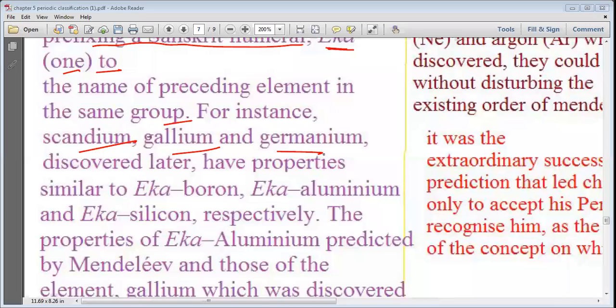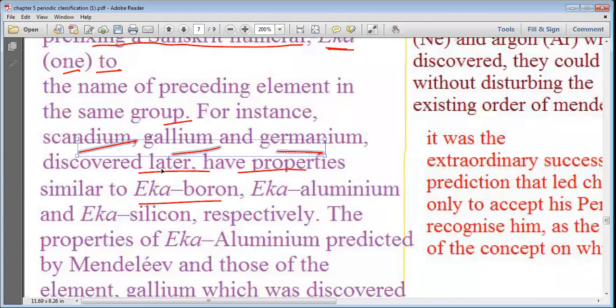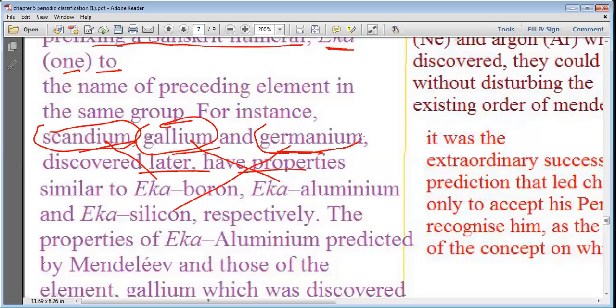So Mendeleev actually gave various names to the different elements. For instance, scandium, gallium, and germanium, discovered later, have properties similar to eka boron and the others. For scandium, he gave the name eka boron. Please remember, my dear students, that for scandium, he gave the name eka boron. For gallium, he gave the name eka aluminium. For germanium, he gave the name eka silicon. So for scandium, gallium, and germanium, he left gaps.